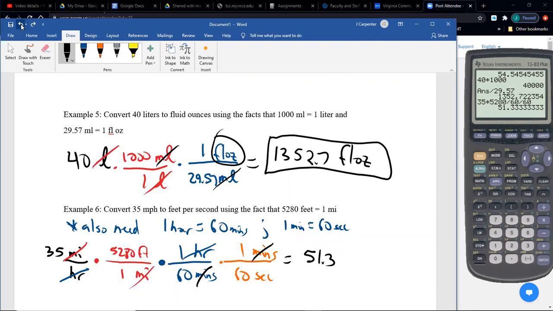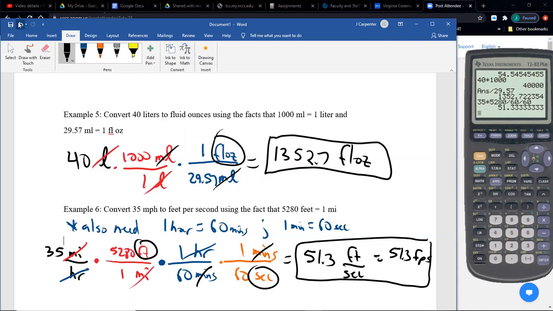What are the units we're left with? The hours are gone, the miles are gone, the minutes are gone. We're left with feet in the top and seconds in the bottom. So this would be feet over second, also known as 51.3 FPS. Not frames per second, feet per second. Some people might even go FT per second. But both of those are accurate answers.